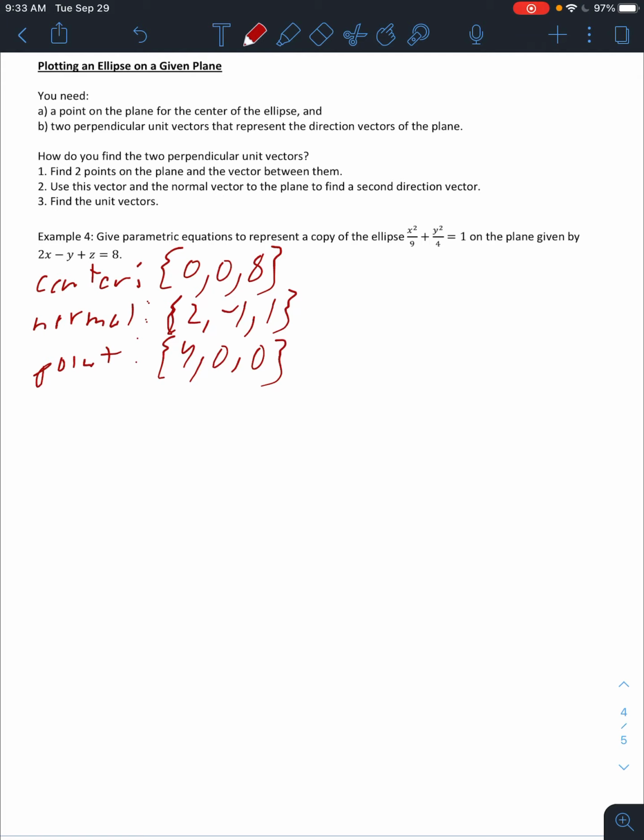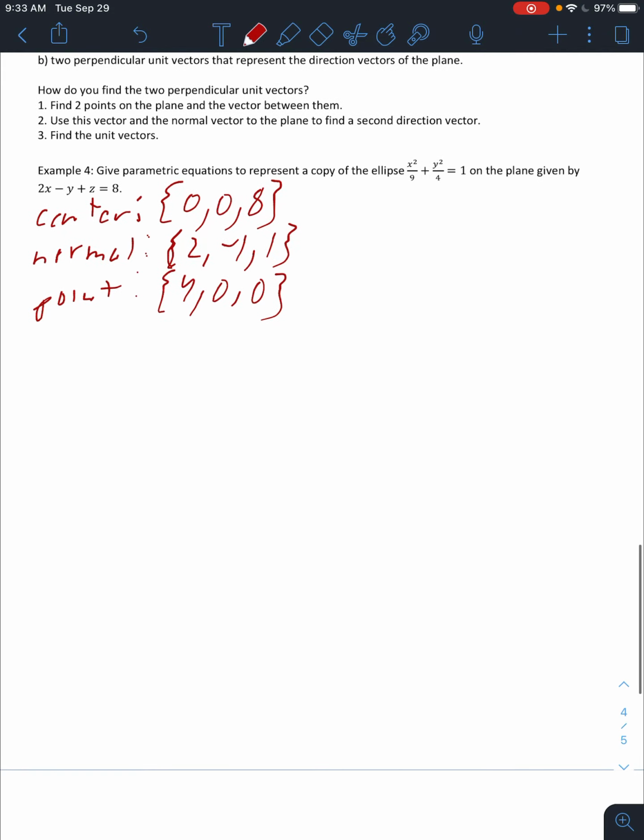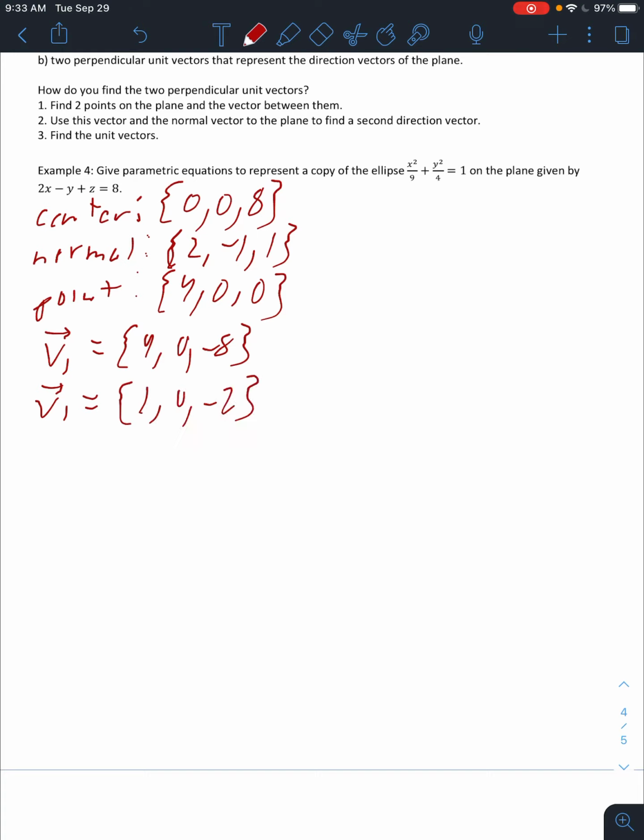All right, so the first thing we're going to do is find 2 unit vectors here. So one vector, we're going to do the point minus the center, and we'll just call this vector 1. So the point minus the center is going to be 4, 0, negative 8. Now, because you can simplify this, might as well simplify this a little bit. Divide everything by 4, you get 1, 0, negative 2. Always better to use smaller numbers if possible. Same vector, just multiplied by a scalar factor of 1/4. So v1 is going to be 1, 0, negative 2.